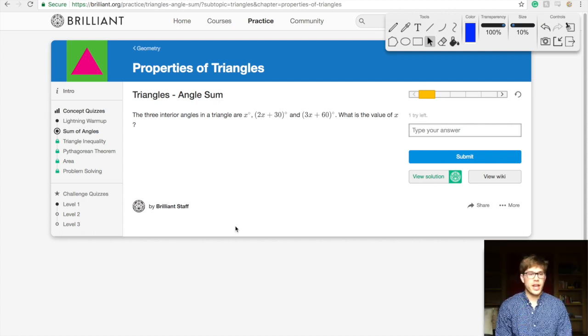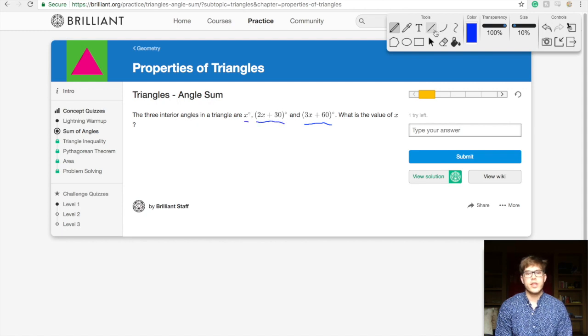Welcome back, guys. We're still on properties of triangles. This is the sum of angles quiz. Let's get started. The three interior angles of a triangle are x, 2x plus 30, and 3x plus 60. What is the value of x?